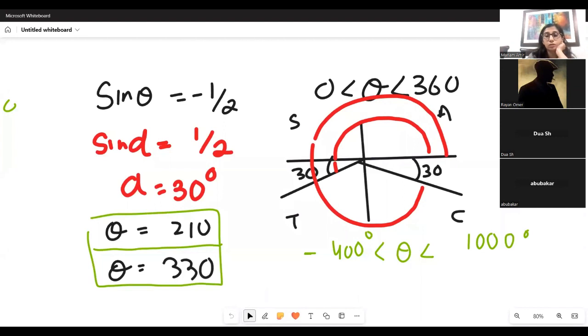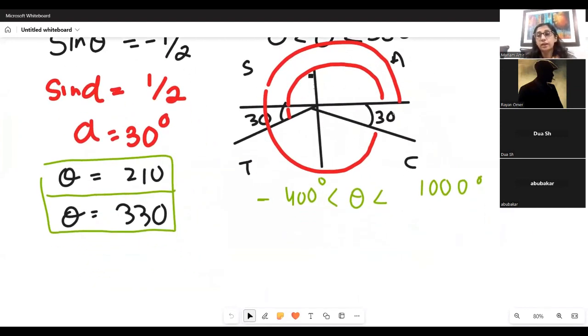This 690. 690 kaise aaya? What did you add to what? Miss, 330 mein 360 add kiya. Achha, sahi hai. That gives us 330 plus 360. 690 would be one of the answers, that's correct.